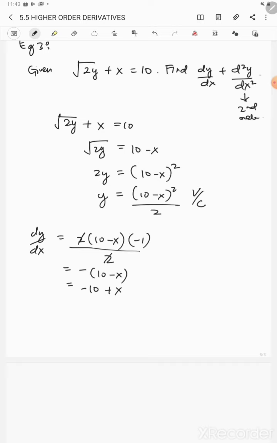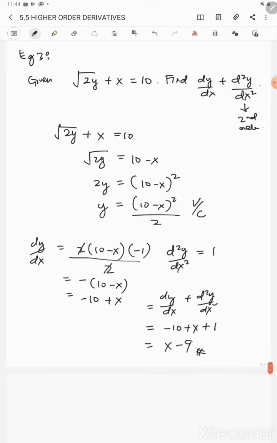Now we find the second order. Differentiate this one, we get 1. The question asks you to find dy over dx plus d2y over dx2. When we substitute all the info into the question, we get negative 10 plus x, and then we have to add 1, because d2y over dx2 is equal to plus 1. So the answer is x minus 9. This is the final answer. Right, so I hope you understand.